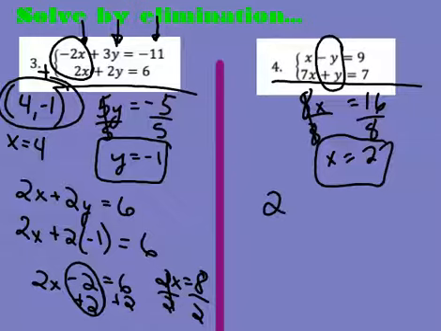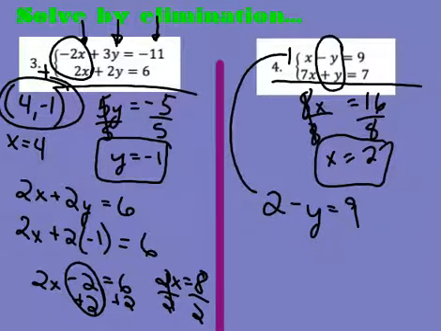All right, I'm going to substitute 2 minus y equals 9. So I picked that top one, and I just wrote it right away. 2 minus y equals 9. I'm going to subtract 2.